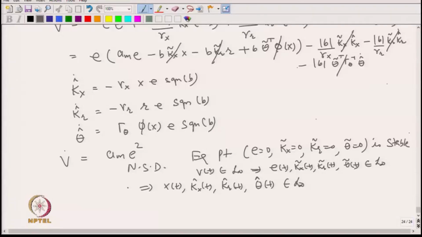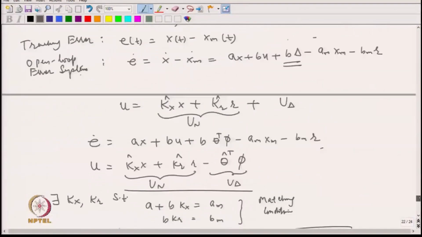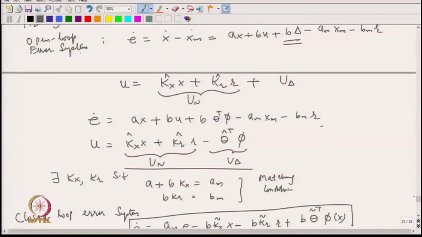Okay, so what is left is to prove that the control input u is bounded. If we go back to the controller, we see that we have proved that kx hat is bounded, that x is bounded, kr hat is bounded, r is given to be bounded, theta hat we just proved to be bounded from the Lyapunov analysis, and phi. So we have to assume here that phi is bounded whenever x is bounded. That's an extra assumption that we make on the basis function.